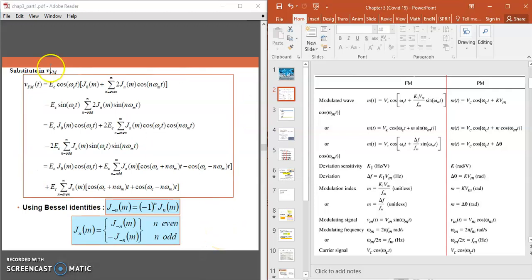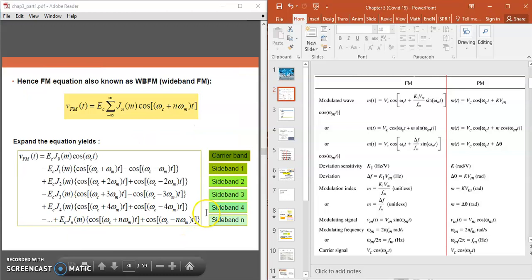We can substitute in the VFM. We do the analysis and substitute, and finally you can get this formula. Using the basic identities, you get this. What is this? It is something we want to show you in terms of sideband 1, 2, 3, 4 till n.